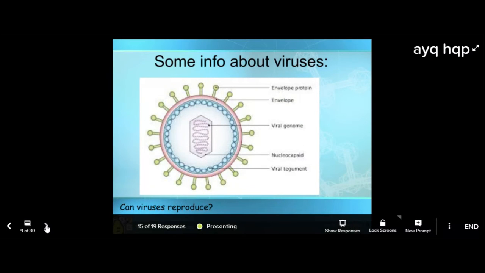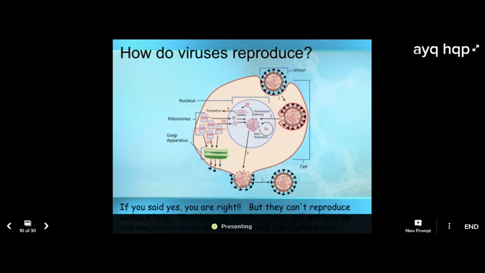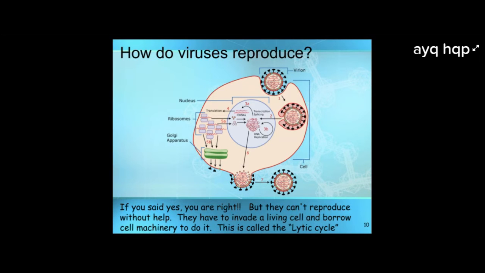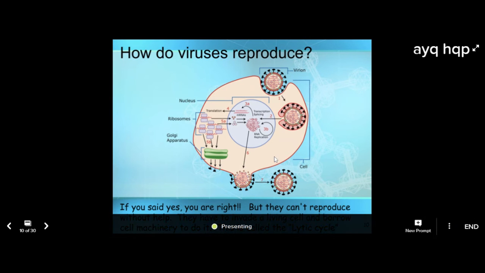Let's see what you said. You're right if you said yes. Correct. Yeah, let's talk about that for a second. Yes, if you said yes, you are right. The thing is, they can't reproduce without help. They have to invade a living cell and borrow cell machinery to do it. And this is called the lytic cycle. So let's say this is a picture of a human cell, right? And maybe this is the virus, let's say this is the COVID-19 virus.